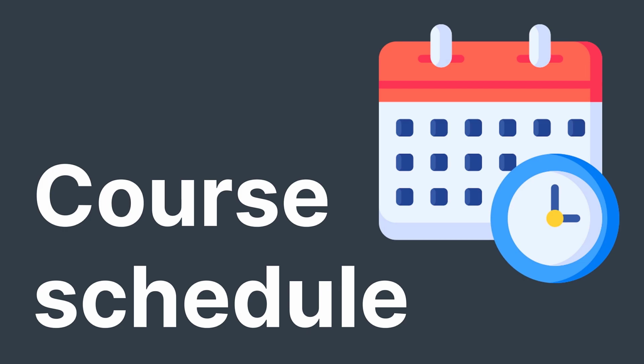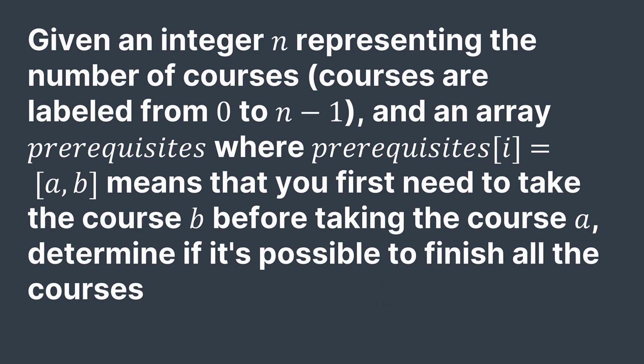Welcome back to the course. In this lecture, we will solve the course schedule problem. We have n courses labeled from 0 to n-1 inclusive that we need to take, but some of them are prerequisites to others. We cannot take a course before taking the other one. And we have to determine if it's possible to finish all the courses.